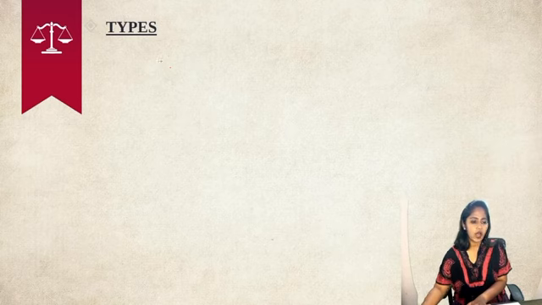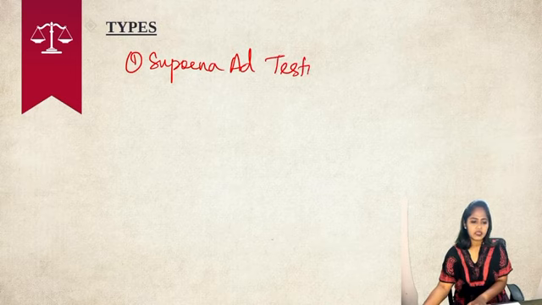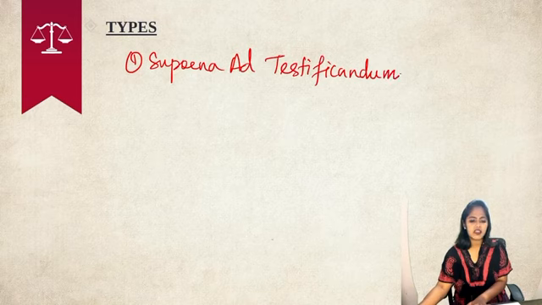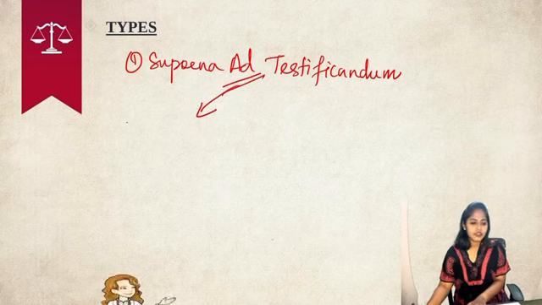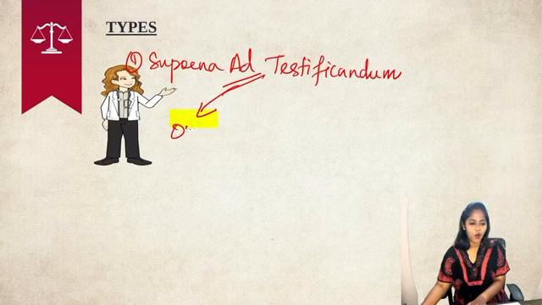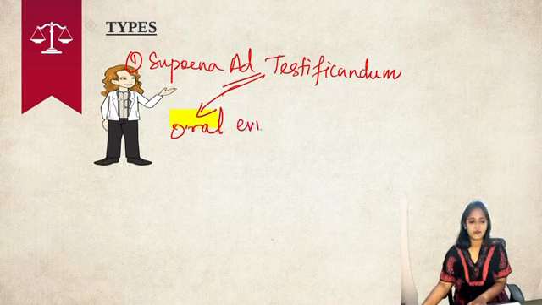Okay, there are two types of summon. Okay, one is called as subpoena ad testificandum. Okay, subpoena ad testificandum. You can remember this in TVs and all, they issue an ad, right? For that, there will be an ambassador to represent that ad. So that ambassador, if you remember, as oral. Okay, ad testificandum means oral evidence, right?